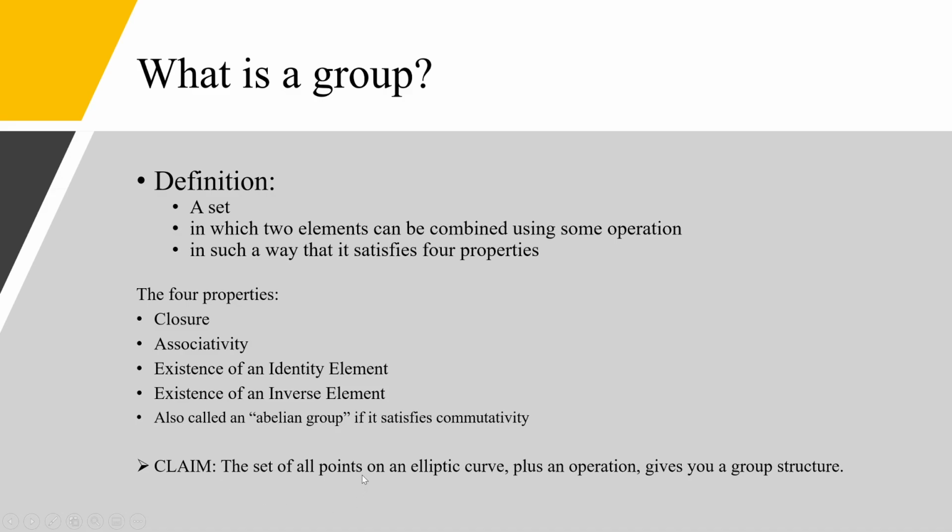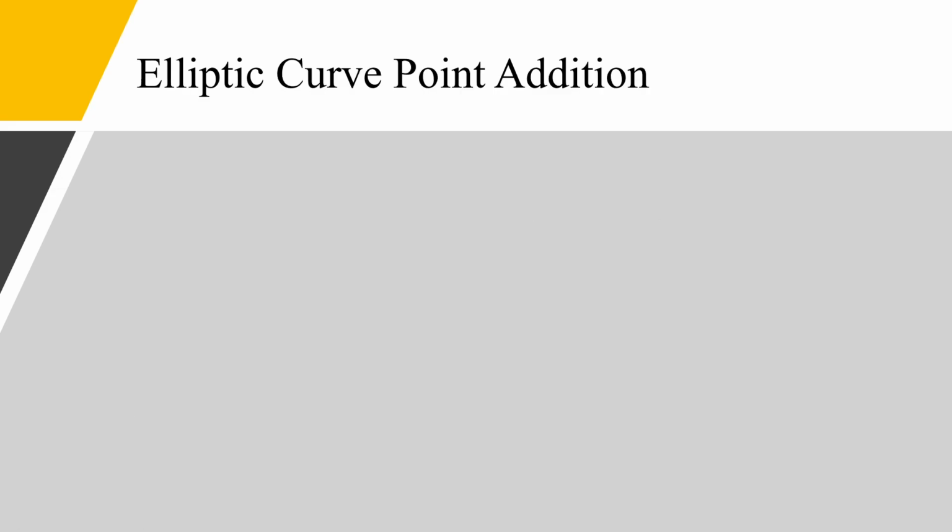So now let's go back to our original point. We were thinking about turning the set of all points on an elliptic curve into a group using some operation, some identity element, and some inverse element. So let's see how we decide those things. The operation here is called elliptic curve point addition, and it's defined like this.